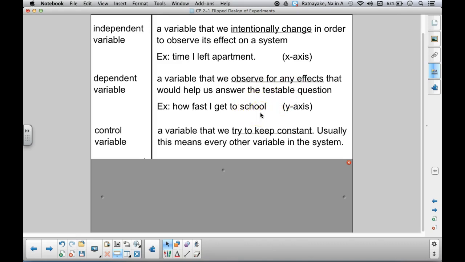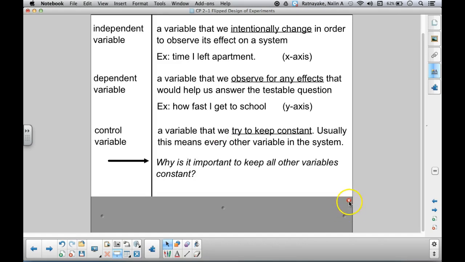I'm not really checking for the answer to this question, because the route could make a difference. In fact, it probably does. So I would be seeing some effect on my dependent variable that is not due to my independent variable. I don't want that. So I'm going to try and keep everything else as constant as possible from time to time.